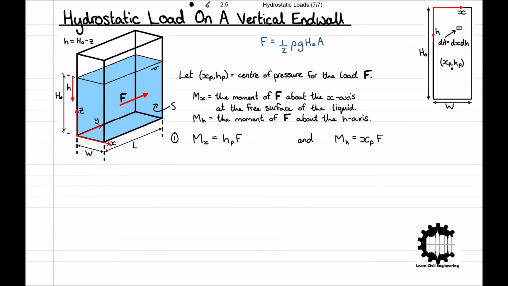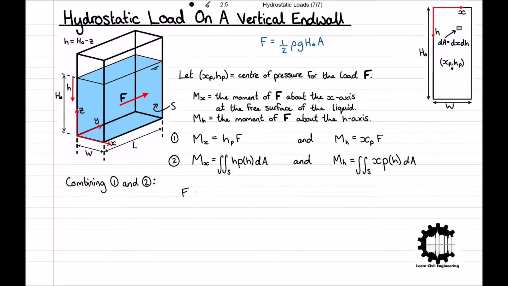Additionally, the moments Mx and Mh can be found using the hydrostatic pressure distribution. For this, we have Mx equals the surface integral of hp with respect to A, and Mh equals the surface integral of xp with respect to A. Then, combining the two sets of equations gives Fhp equals the surface integral of hp with respect to A, and Fxp equals the surface integral of xp with respect to A.